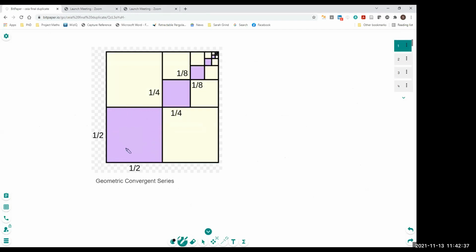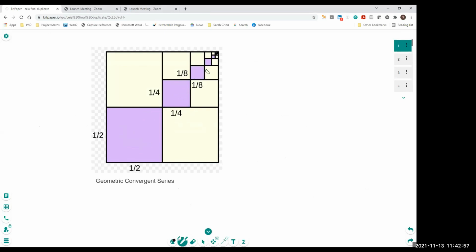So it's converging all the time. The first term in the sequence is a half by a half, so it's a quarter. Then the next term is a quarter by a quarter. It's reducing; if you look at it, the boxes are reducing by a half. This is a typical converging series.